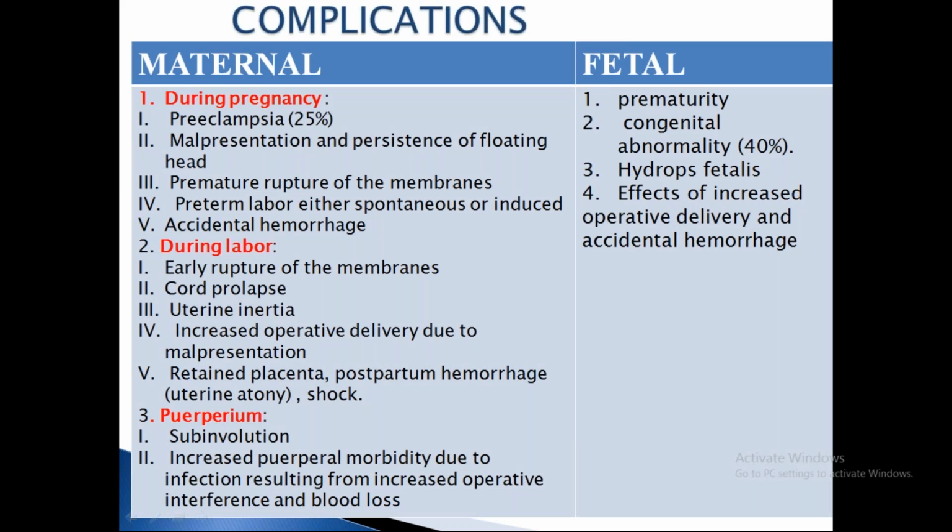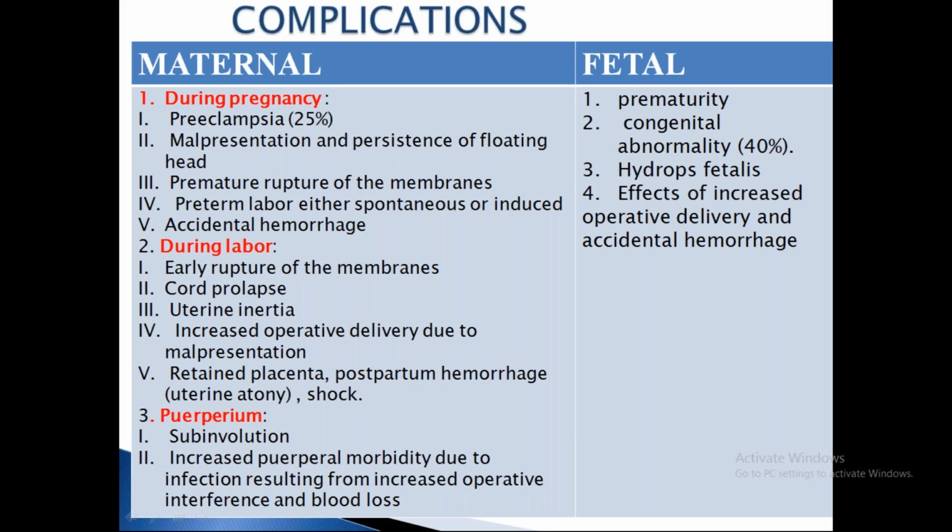And what are the complications? They will definitely ask this in the exam. What are the complications with polyhydramnios, maternal and fetal? Maternal complications, as I already told you: preeclampsia is always associated, with 25% chances. Malpresentations are more common. Premature rupture of membranes because of overdistension, and preterm labor are more common. Not only that, due to the sudden gush on rupture of membranes, there are more chances of accidental hemorrhage. During labor, there can be early rupture of membranes, cord prolapse, uterine inertia. Because of malpresentation, there can be operative delivery, and retained placenta and postpartum hemorrhage are complications, and shock is a complication we expect during labor.